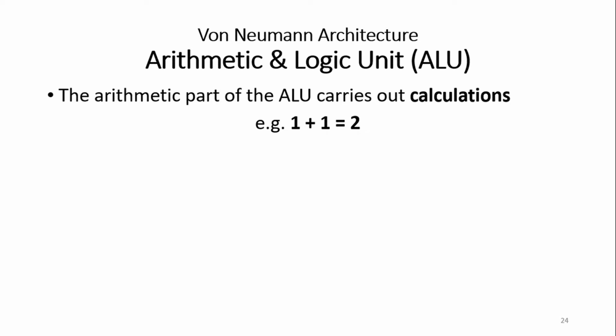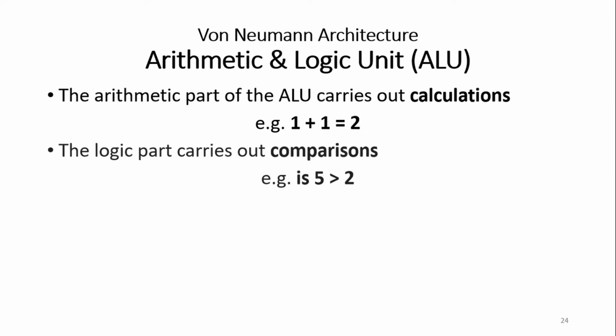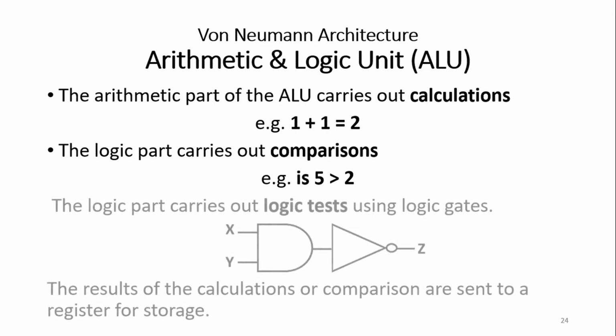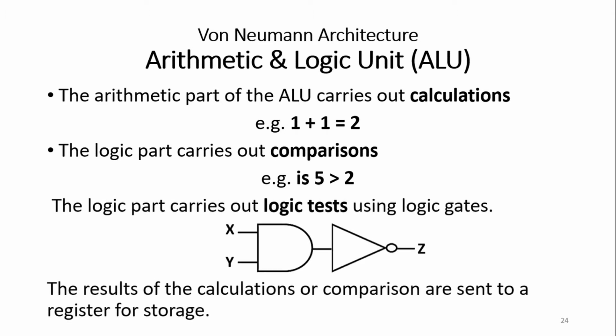The Arithmetic and Logic Unit, or ALU. Data is passed to the ALU to carry out calculations and comparisons. The arithmetic part of the ALU carries out these calculations, for example, 1 plus 1 equals 2. The logic part carries out the comparisons, e.g., is 5 greater than 2? The logic part also carries out logic tests using logic gates. The results of the calculations or comparisons are sent to a register for storage.